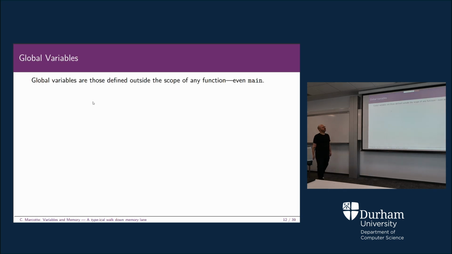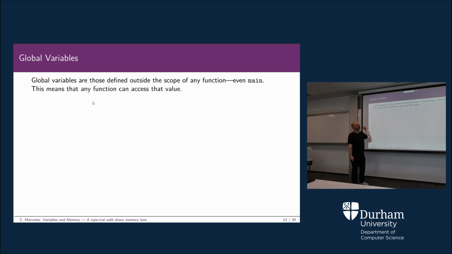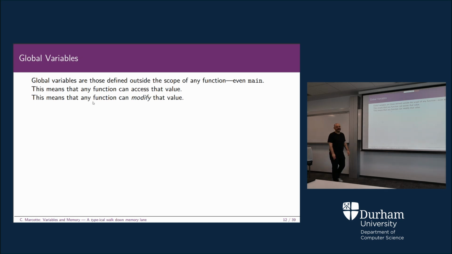Now we can talk about global variables. So these are variables in global scope. They're defined outside the scope of any function, including the main function. You can imagine for C, this makes them quite important. And their importance really stems from the fact that any function in your program can access that value. This also means that any function can modify that value, in principle. You can imagine that this leads to a lot of very subtle and annoying bugs.